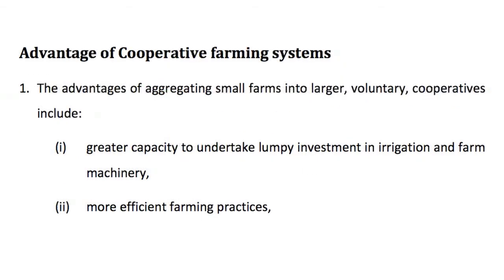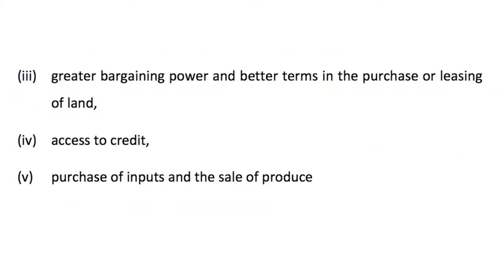Advantage of cooperative farming systems. The advantages of aggregating small farmers into larger, voluntary cooperatives include greater capacity to undertake lumpy investment in irrigation and farm machinery, more efficient farming practices, greater bargaining power, and better terms in the purchase or leasing of land, access to credit, purchase of inputs, and the sale of produce.